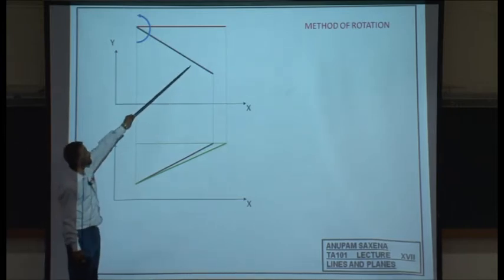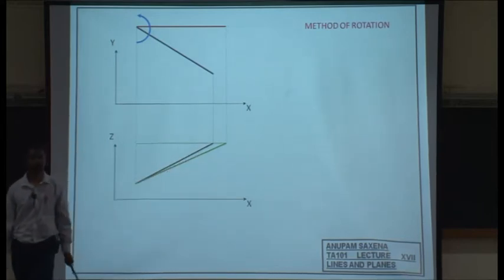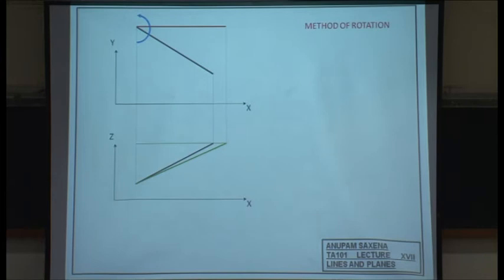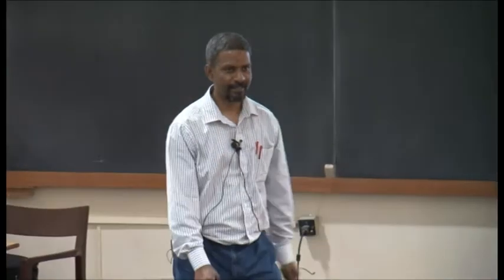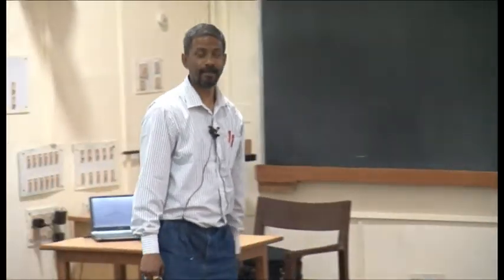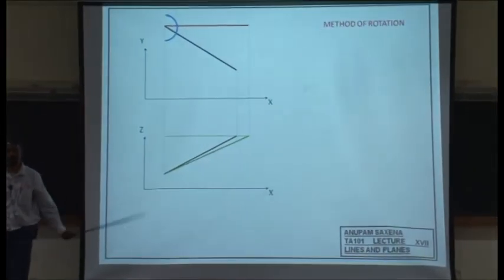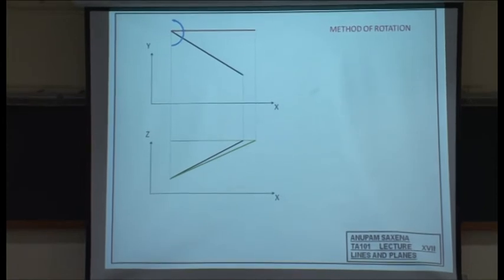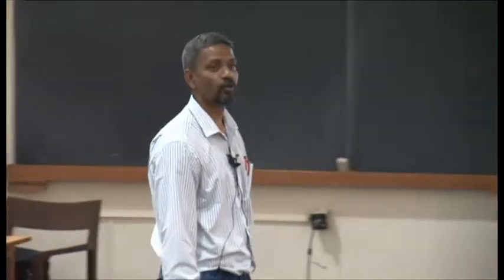So if you have rotated the line so that this projection happens to be horizontal, this would give you what? The length of the red line will be the same. If you are rotating this line, the length doesn't change. So this green line here would represent what? The true length of this line in 3 dimensions. Do you agree? Okay. Who doesn't? Yeah.